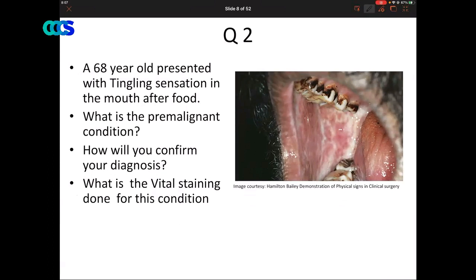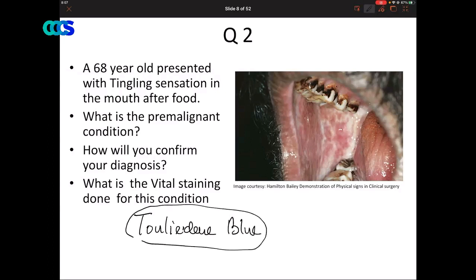Now, how will you confirm your diagnosis about this disease and what is this pre-malignant condition? As I have said, this pre-malignant condition is oral submucous fibrosis. The diagnosis is usually confirmed by taking a punch biopsy from the area to rule out the dysplastic cells. And the vital staining that is done is usually using toluidine blue. The main thing that toluidine blue does is that it has an affinity for DNA. So the more the DNA, the more the replicating cancer cells in the tissue. Vital stainings are those stainings which are done in living subjects.